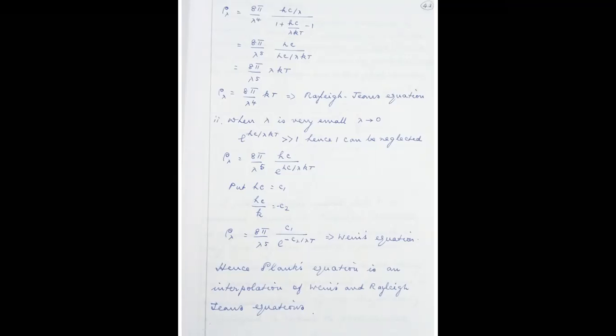So Planck's equation is an interpolation of Wien's and the Rayleigh-Jeans equations. So Planck's equation was successful in both the higher and lower wavelength regions. This is the wonder of Planck's radiation law. What is the fundamental difference that Planck has made? He said that energy changes take place in a discrete fashion. Are you able to understand?